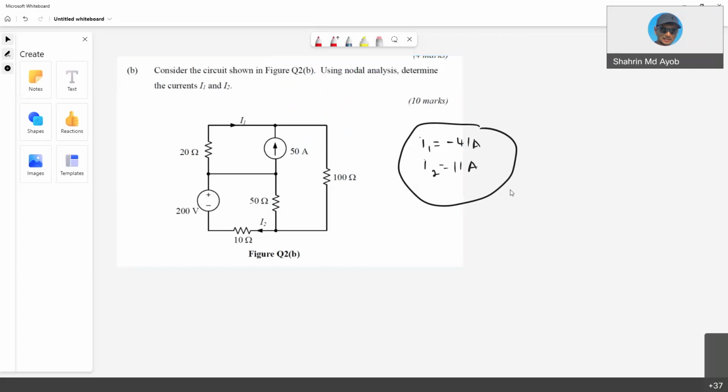So just to give you the guideline, especially on which nodes you need to identify. First of all is the reference. The reference is usually the ground, the bottom one. Then we identify the node voltage. So this one is V1.